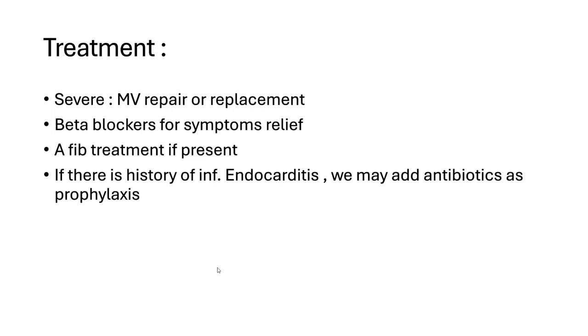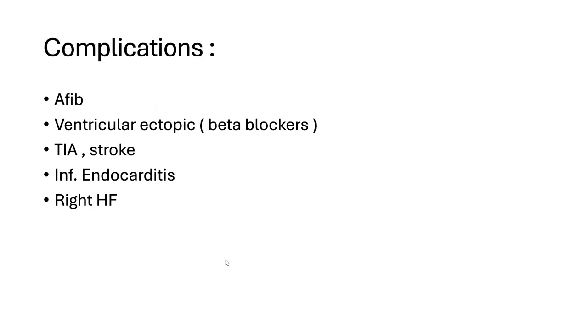For the treatments, if we have a severe mitral valve prolapse eventually causing severe mitral valve regurgitation, we will choose either mitral valve repair or replacement depending on each case. We can use beta blockers for symptom relief. If atrial fibrillation is present, because it's common as a complication of mitral valve prolapse, then we treat it using rate control and rhythm control therapy. I have another video for atrial fibrillation treatments if you want to check that. If there is a history of infective endocarditis, we may add antibiotics as prophylaxis.